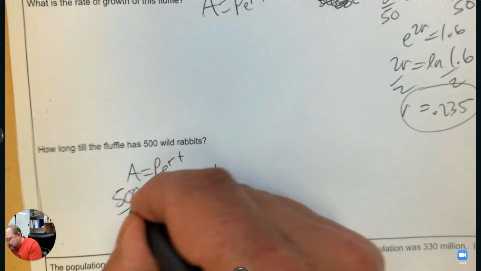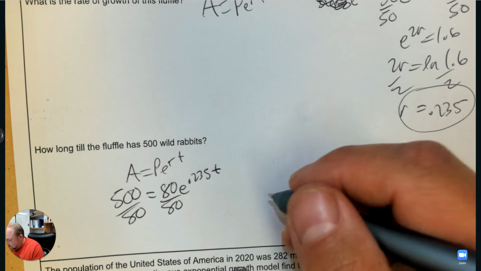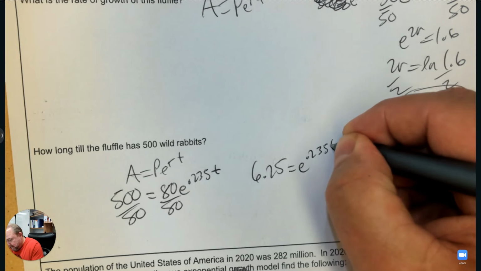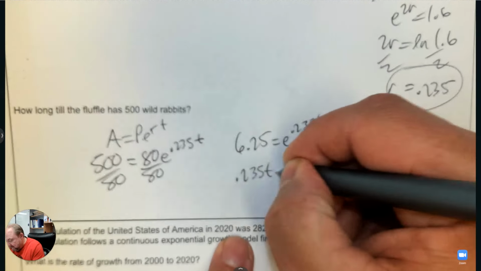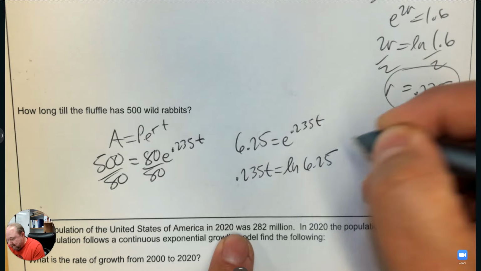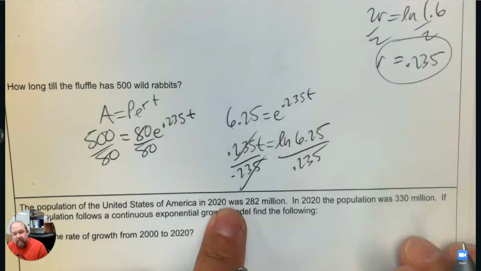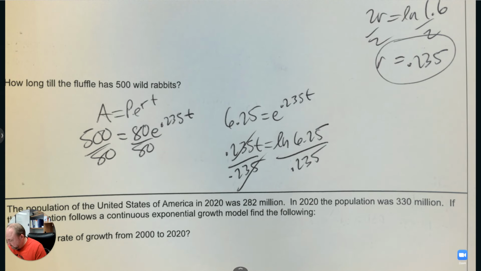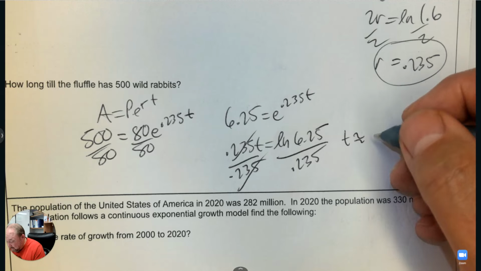So we're going to divide by 80. So 500 divided by 80. That's 6.25. Then we're going to write it as a logarithm. So the exponent, 0.235t, ln 6.25, and then divide to get t by itself, and then solve it. And the answer is about 8 more days.